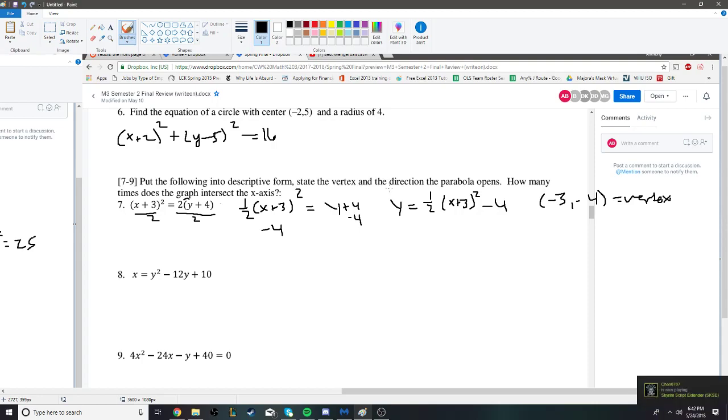State the direction the parabola opens. It opens up. And how many times does it cross the x-axis? So if our vertex is at -3, -4, which is around here, and it goes up, we're going to hit the x-axis 2 times. So 2 times.